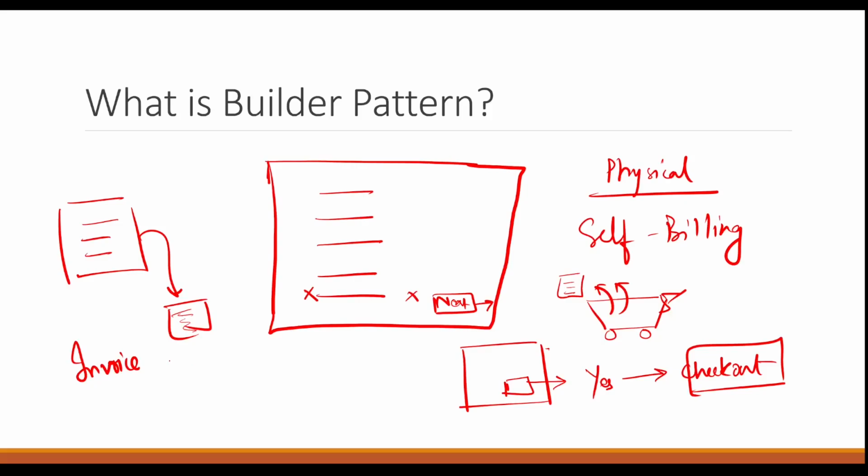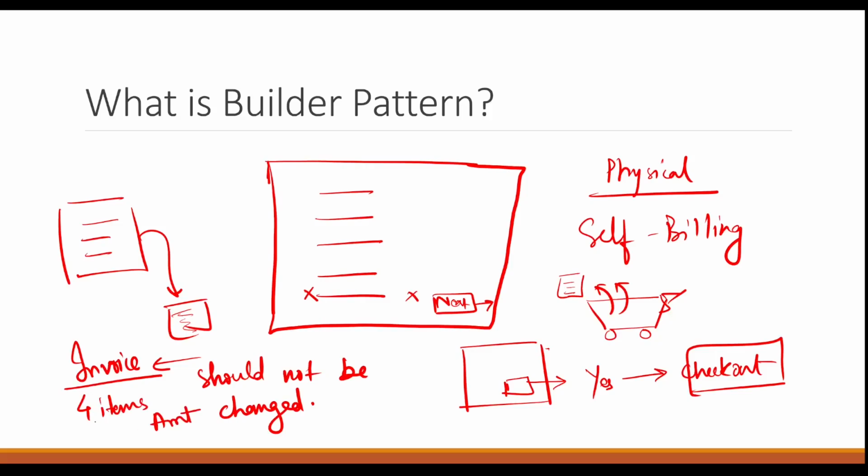Now something to note in this example is that when you make your final invoice, which has to be paid after you have done checkout, this invoice will have, let's say, 4 items and an amount which is generated because of these 4 items. This information in the final invoice should not be changed. In programming terms, this means that it should be immutable. So the builder pattern enforces immutability after you have decided everything that you want to add to construct an object. So this is what the builder design pattern is.